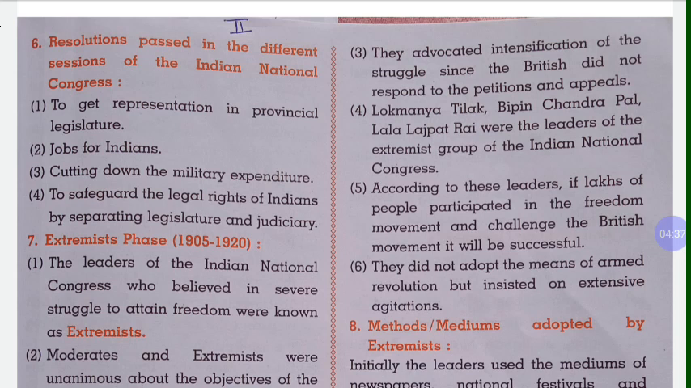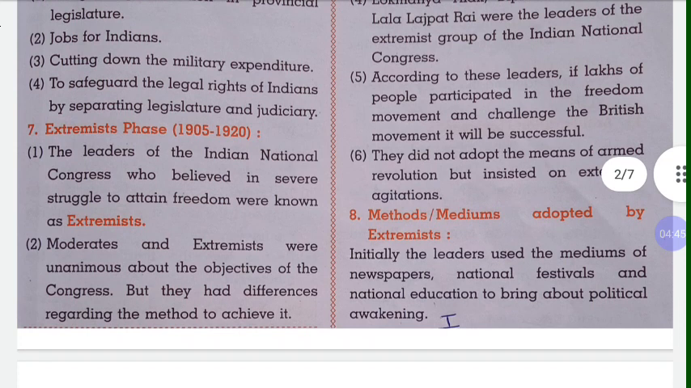These people did not use guns, but their main intention was to start a movement against the Britishers. Now the mediums and modes adopted by them. Initially the leaders used newspapers and national festivals to make people aware. लोगों को जागरूक करने के लिए ये festivals start किए, newspaper and national education to bring awareness.